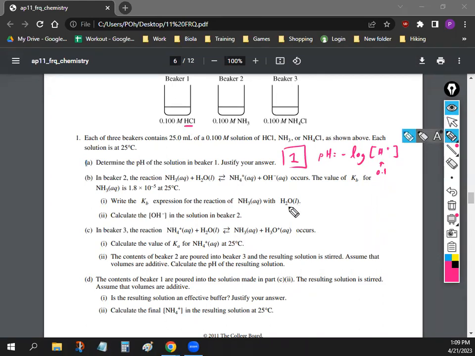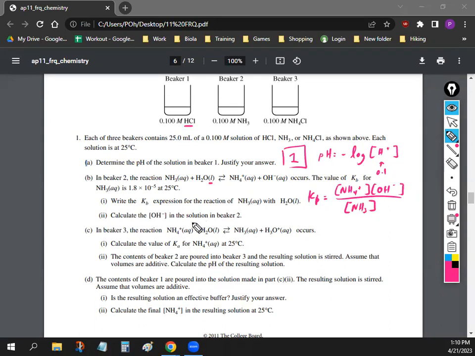Part B1 is going to be the Kb expression, and you have the reaction right here. The expression for Kb will be the concentration of NH4 plus times the concentration of OH minus, divided by just the concentration of ammonia. We ignore H2O because it's a liquid. Any questions on that one?